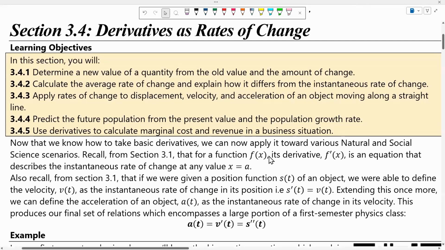Hello, everyone. This is the lecture for Math 210, Section 3.4, Derivatives as Rates of Change.